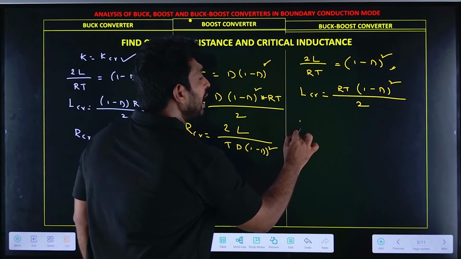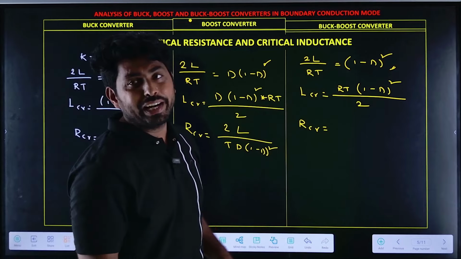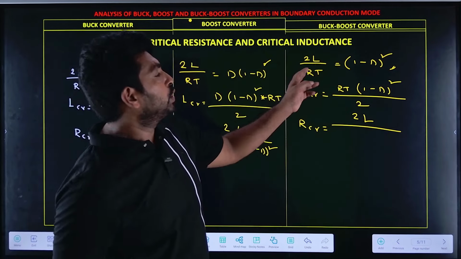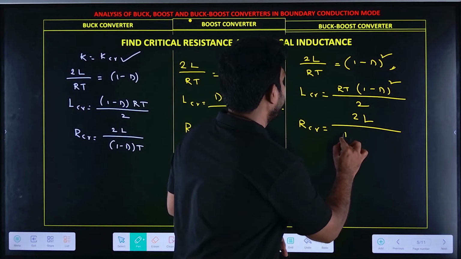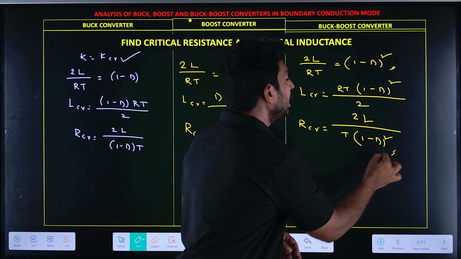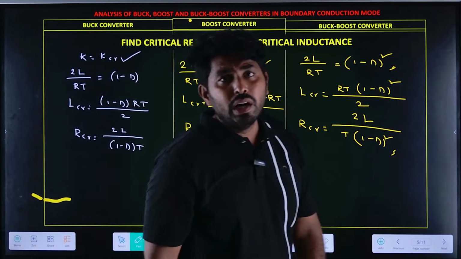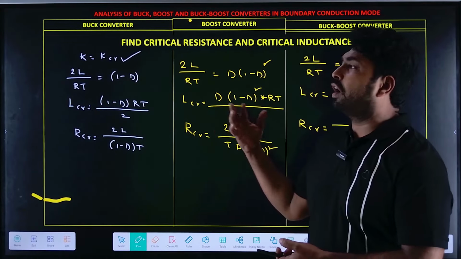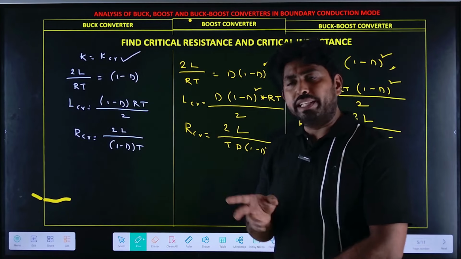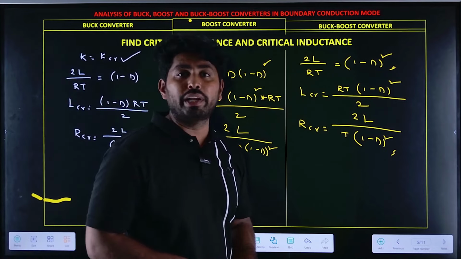Similarly, R critical equals 2L divided by T into (1 minus D) whole square. So this is how we can find the L critical value and R critical value. If any problem comes, from the data you can find whether it is operating in the continuous conduction mode, the discontinuous conduction mode, or the boundary conduction mode.